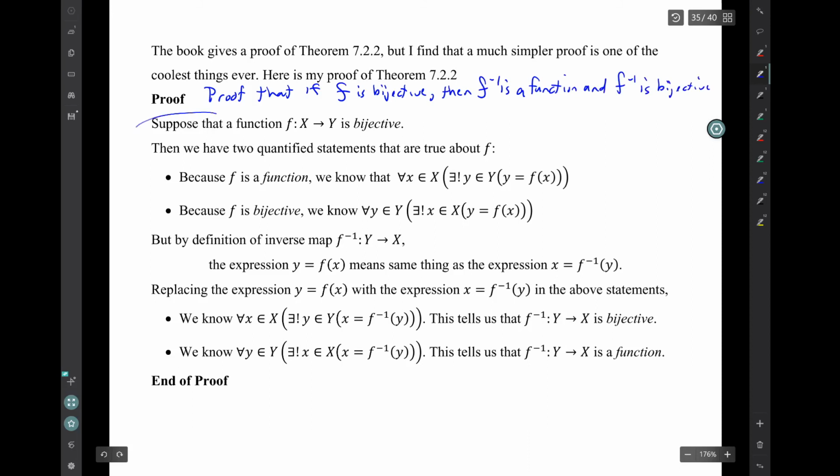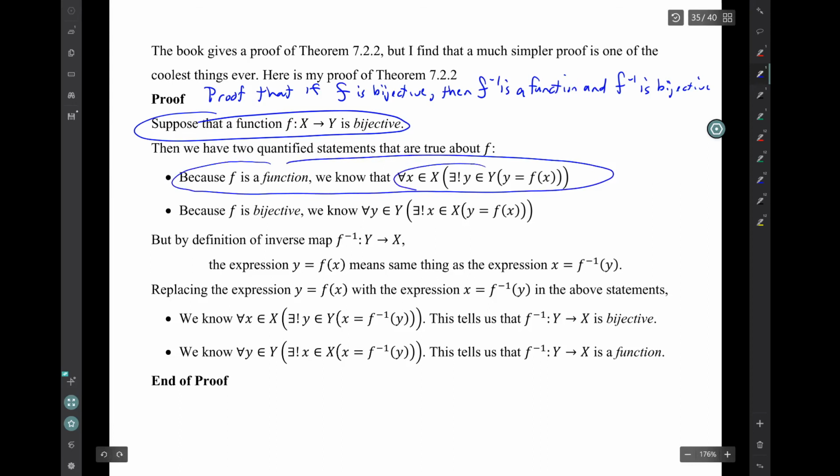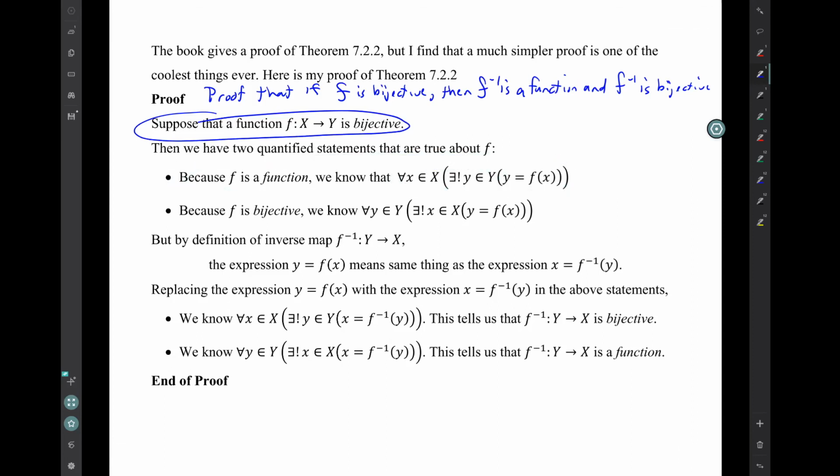Well, so we start by saying suppose that a function f is bijective. Well, that means we're going to have two quantified statements that we know are true. Because f is a function, we know that for every x, there's exactly one y. That's the quantified statement that f is a function. Because f is bijective, we know that for every y, there's exactly one x, such that y equals f of x.